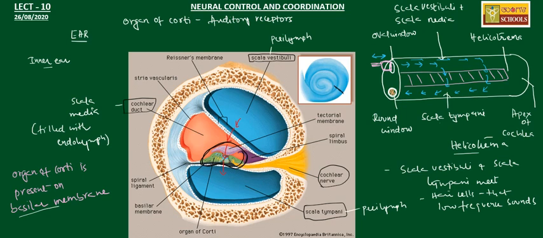Right. So now let's see the structure of the organ of Corti. I hope it is now clear how it is present in the cochlear region. Here I have shown you the apex, where the helicotrema is present and has hair cells that detect low frequency sounds.